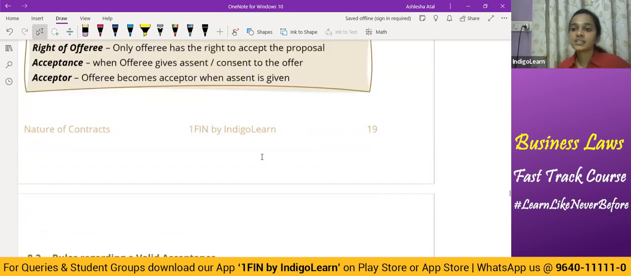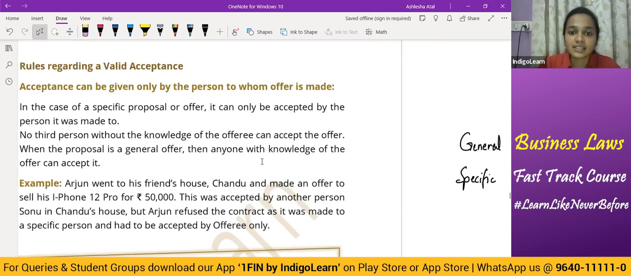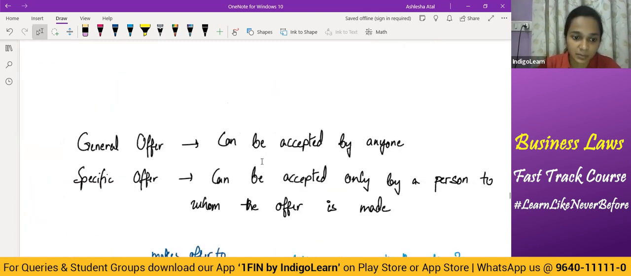So let's now understand some of the rules regarding valid acceptance. We've understood what the essential elements of a valid contract are. We've also understood what the essential elements of a valid offer are. So let's now understand what the essential elements of a valid acceptance are. Let's understand this with the help of an example.